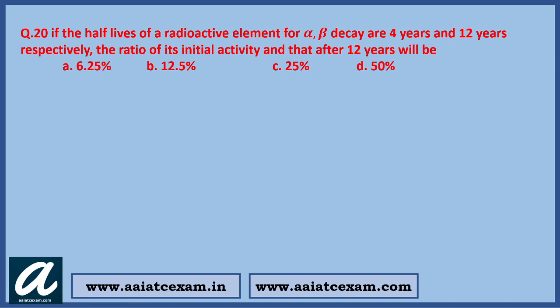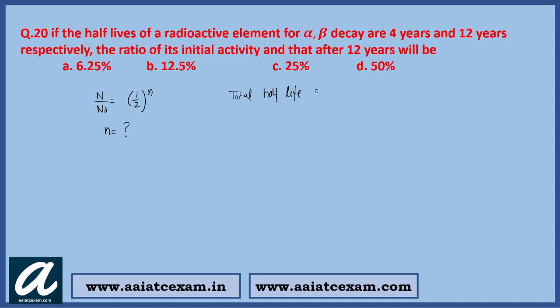So let us solve the last question of our topic. If the half-lives of a radioactive element for alpha as well as beta decay are 4 years and 12 years respectively, the ratio of the initial activity and that after 12 years will be, students, you know that N by N naught is always equal to 1 upon 2 raised to the power n, but I have to calculate n here, students. This is what my job is. So students, you know what is the total half-life in the alpha and beta decay?